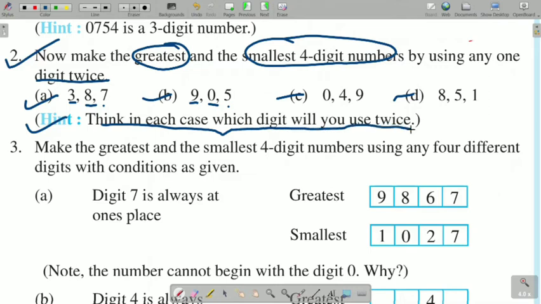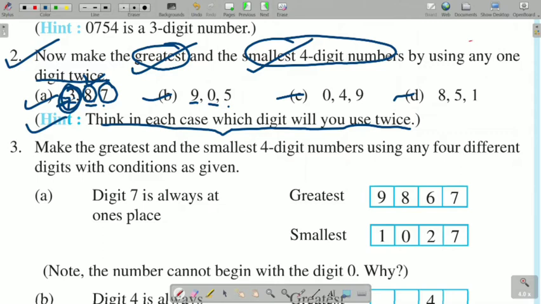So it's a hint. It's very easy. To make the greatest number, we have to take the greatest digit 2 times. And in 387 the greatest digit is 8. So we will use 8 2 times. Okay, and to make the smallest number, the smallest digit, that is 3, we will use 2 times. Let me show you how we can do this.